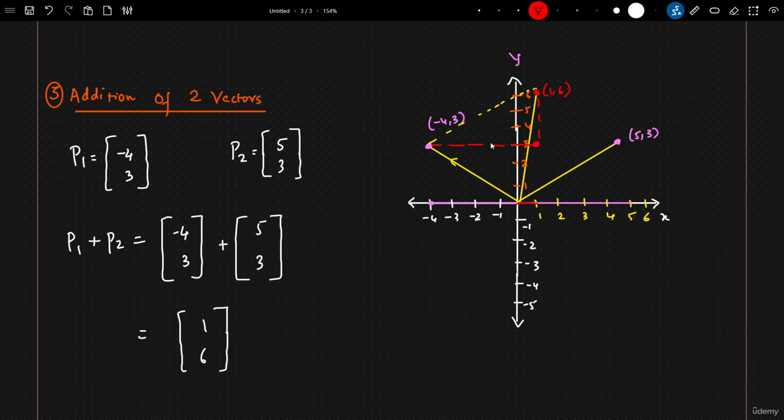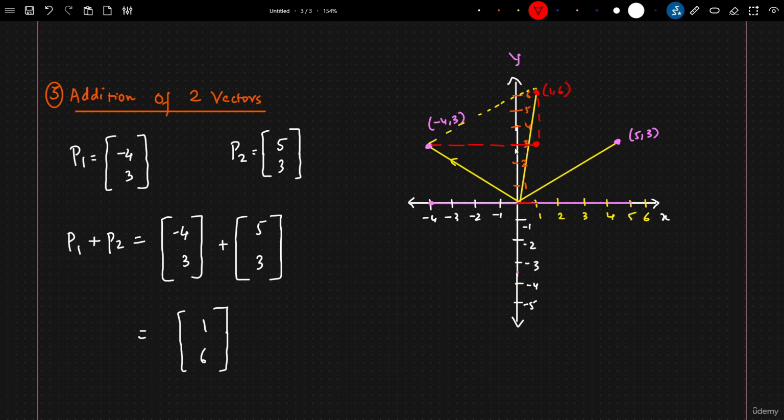So addition of two vectors is more like how you're traversing from one vector to the other vector, right? Initially I got minus 4 comma 3. Now from minus 4 comma 3 I have to move to another position like 5 comma 3. So that is the thing that I told you, right? Over here, if I take this particular line and move it from this particular point, whatever the destination point is, that will be my new vector. Okay, and that is about addition of vectors.